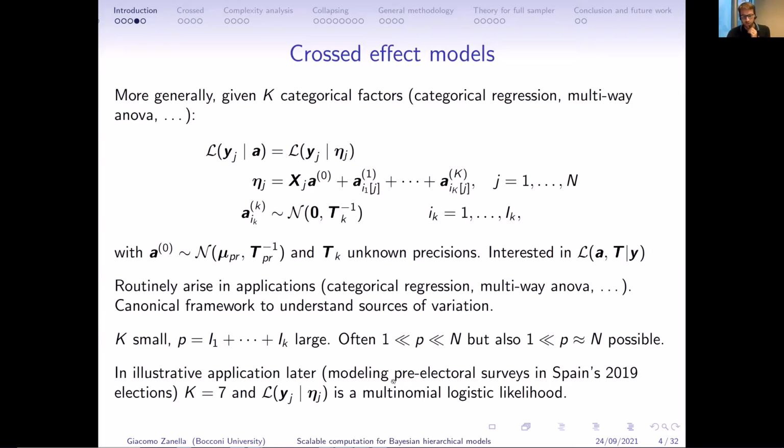One motivating application, which we will discuss later, is to model pre-electoral surveys in Spain. It's an application where my co-authors, Omiros and team, spent quite a bit of time. And there, it's a common structure in political science to use this kind of models. There they have 7 factors, and the likelihood is a multinomial logistic one, for example, to model the probability of voting for a certain party.